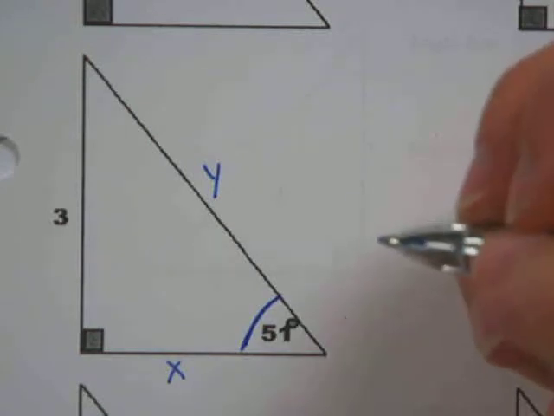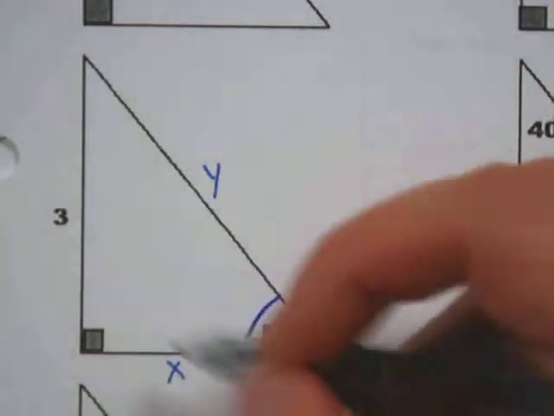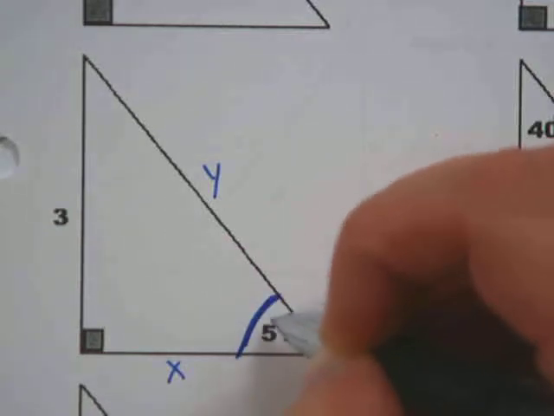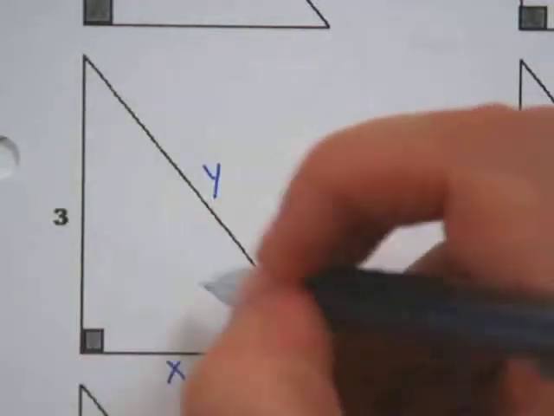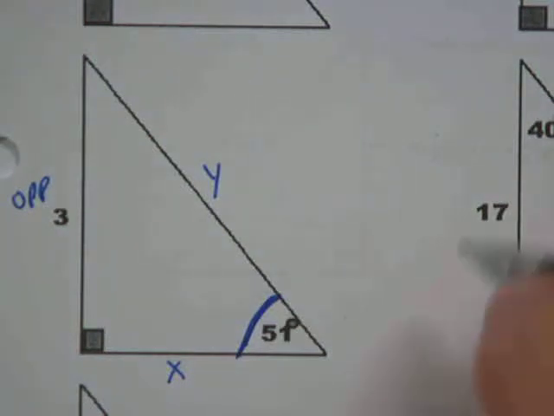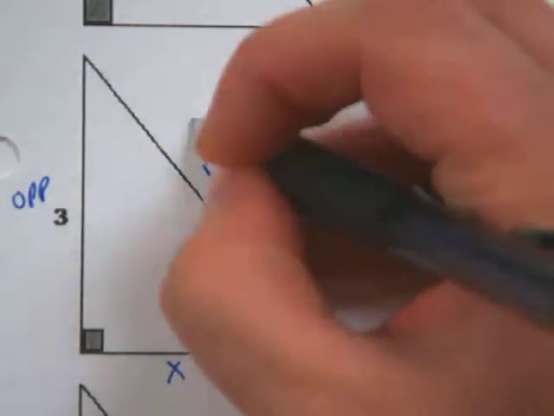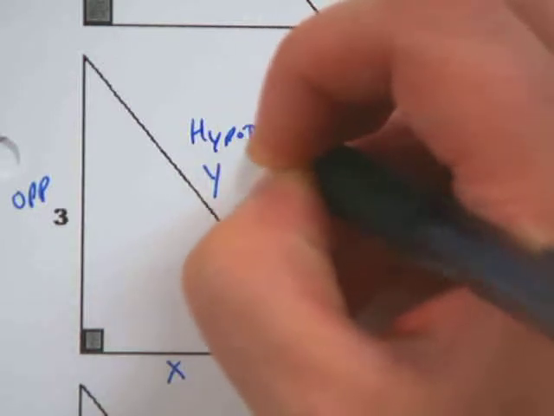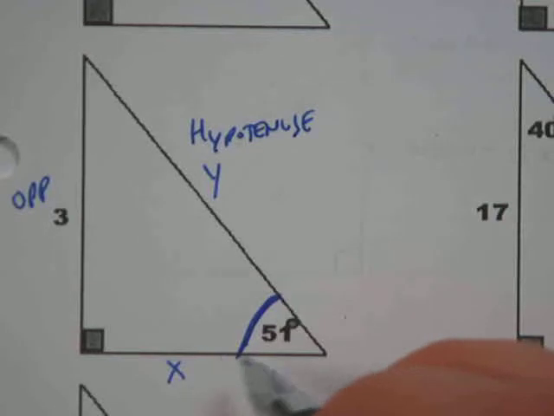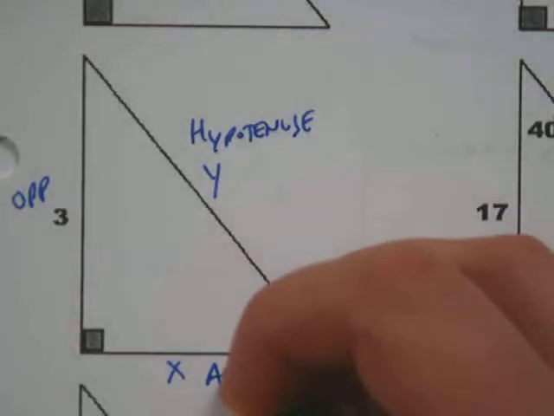The second thing I'm going to do is label these sides in relation to this angle right here. So to this angle, this side right here, 3, is across from it, so that's the opposite side. Y right here is across from the 90-degree angle, so this is the hypotenuse. And then this side right here, x, is right next to the 51-degree angle, so this is the adjacent side.